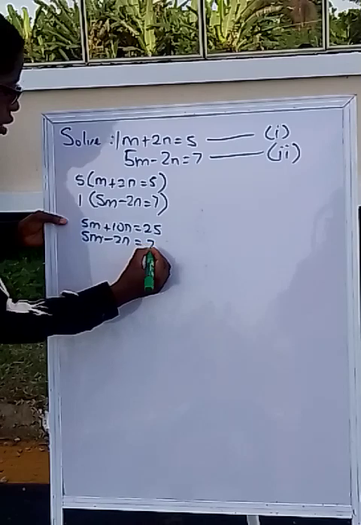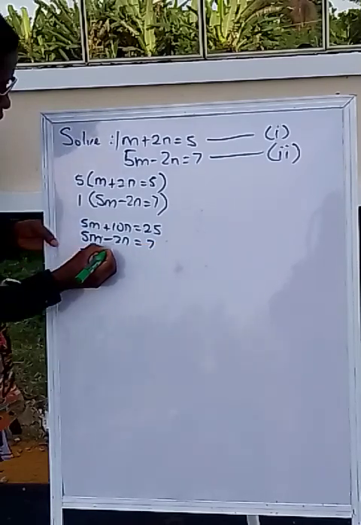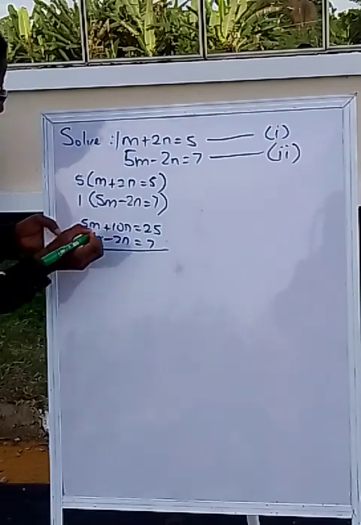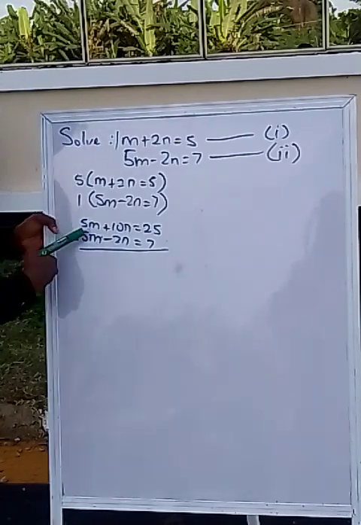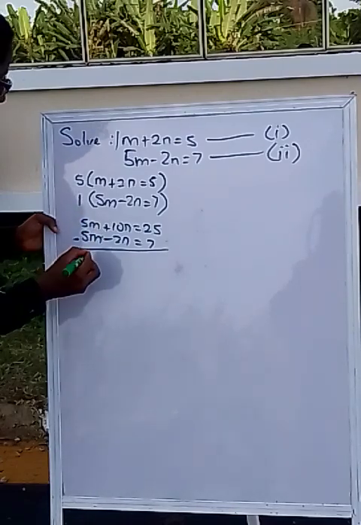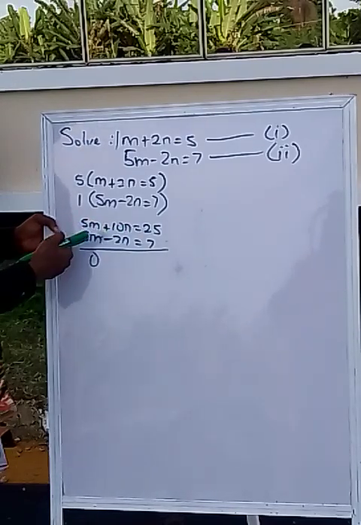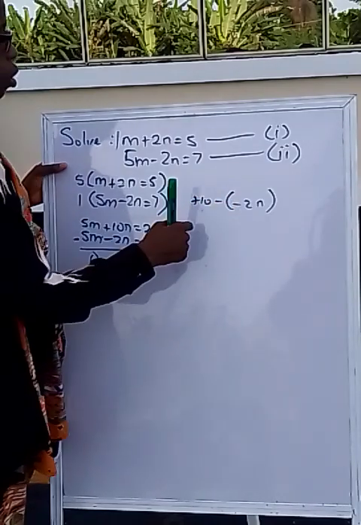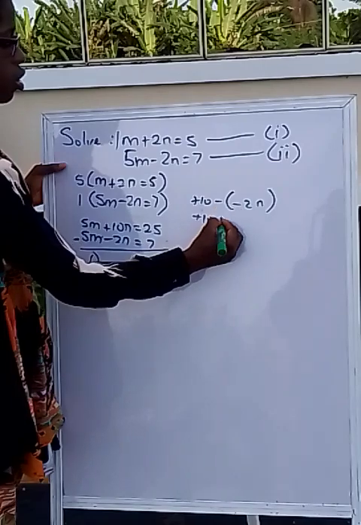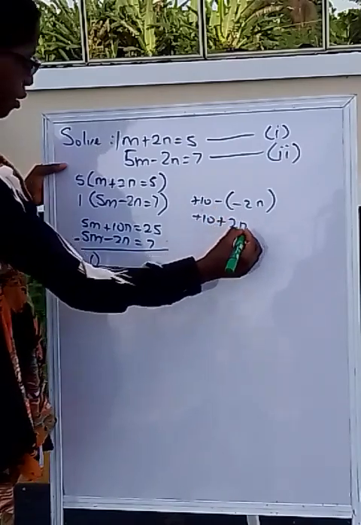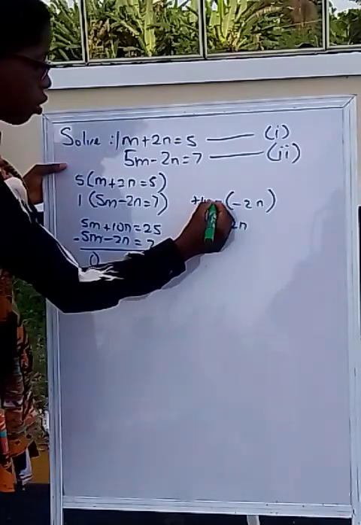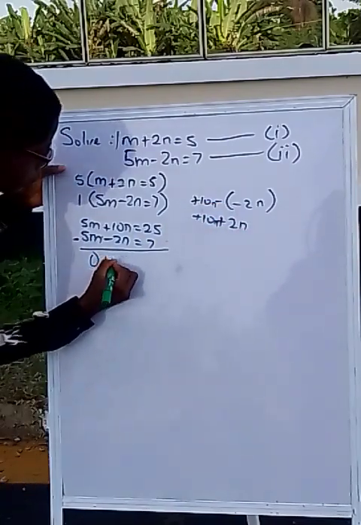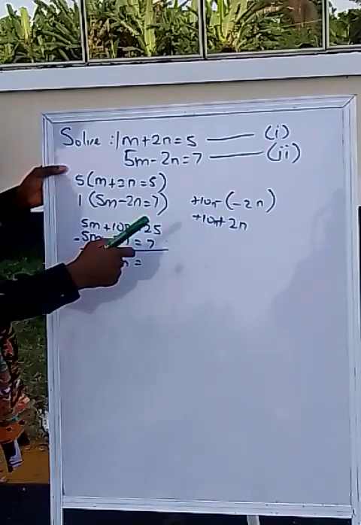So here we eliminate the ones that are the same. Here we introduce a minus sign to equation 2. So 5m minus 5m is 0. Then plus 10n minus minus 2n; minus times minus is plus. So plus 10n plus 2n is plus 12n equals 25 minus 7.